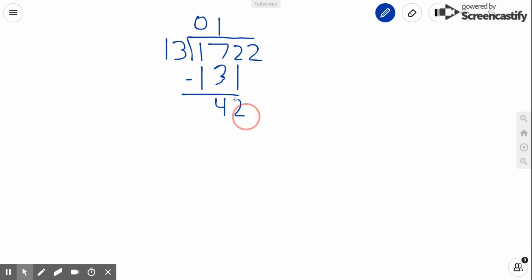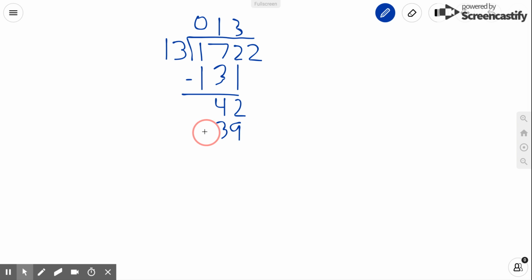When I bring down my 2, now I have to decide, can 13 go into 42? So you might have to do a little bit of estimating here, because if I think about using the number 4, I know that it's going to be too much. So I'm going to try the number 3 and see what that gives me. 3 times 13 is going to be 39. So that's really close to 42. So that number is going to work.